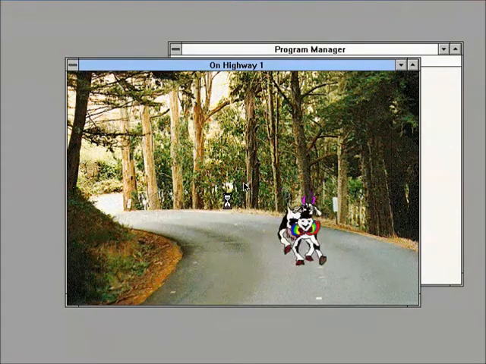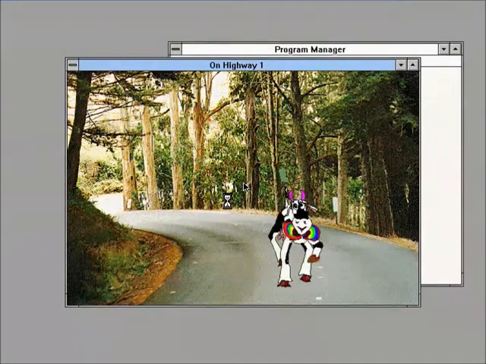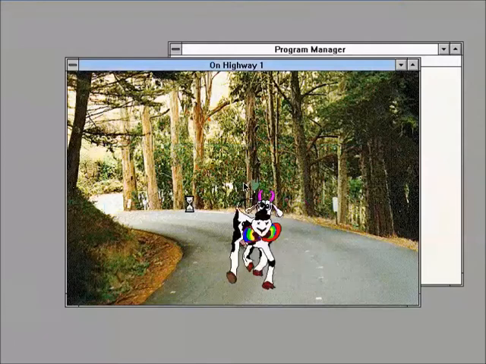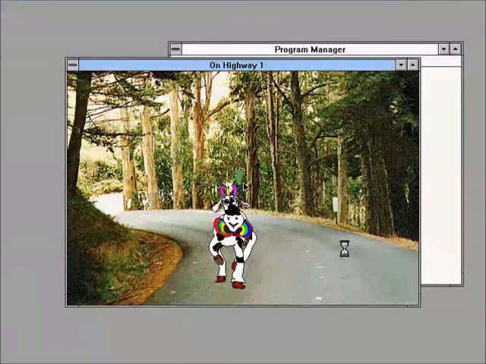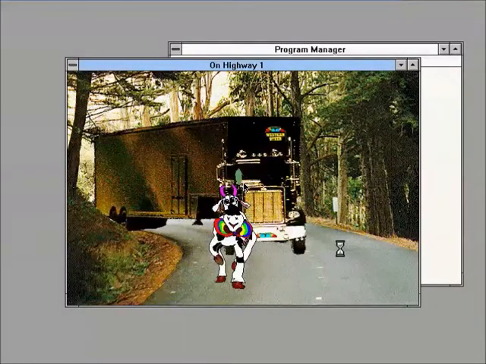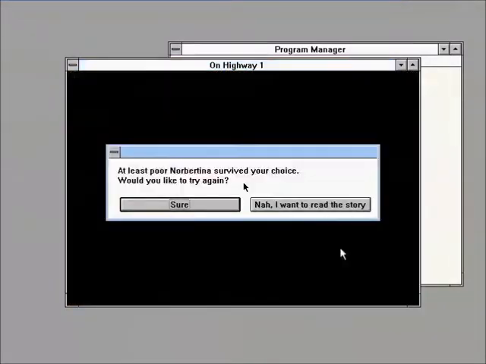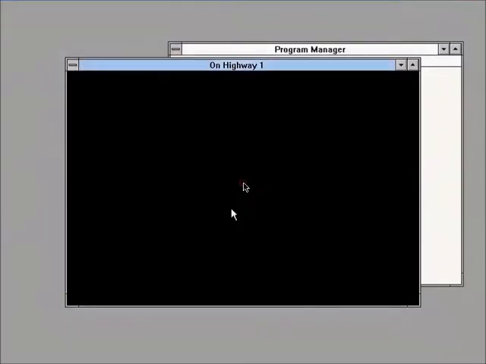Oh, still clicking. What side of this busy highway do you think poor Norbertina should walk on? Let's try the left side. At least poor Norbertina survived your choice. Would you like to try again? Sure.